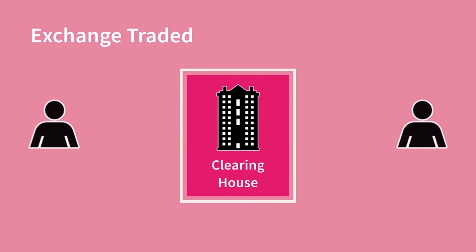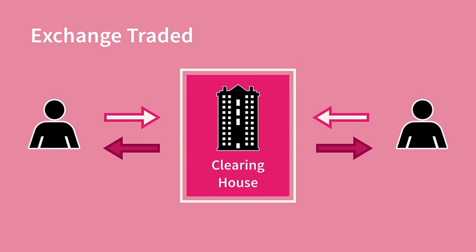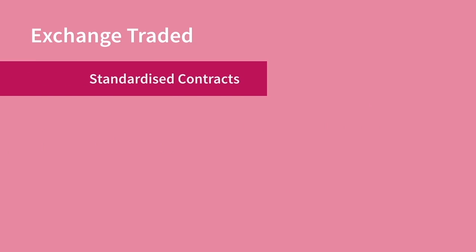Exchange-traded derivatives are traded through a regulated central exchange called a clearinghouse, which sits between trading partners. There are a few points to note about exchange-traded contracts. First, contracts which are traded through a regulated exchange are standardized. This means that the terms and conditions of the contract are set and defined. It's not customized each time a trade is done.